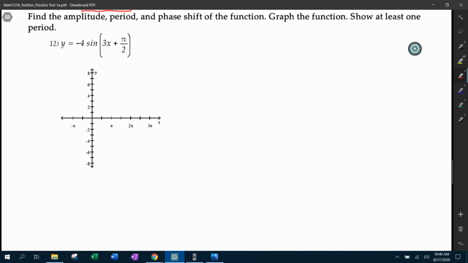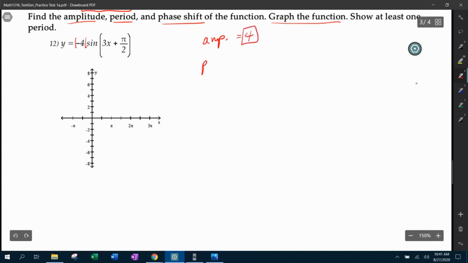Next, number 12. Find the amplitude, period, and the phase shift. All 3 of those needed. And we're going to graph the function showing at least 1 period. All right, so here we go again. For the amplitude, that's going to be the absolute value of -4, which is 4. We're going to need the period. And since it's a sine or a cosine, the period is 2 pi over b, which in this case b is 3. And that won't reduce or simplify.